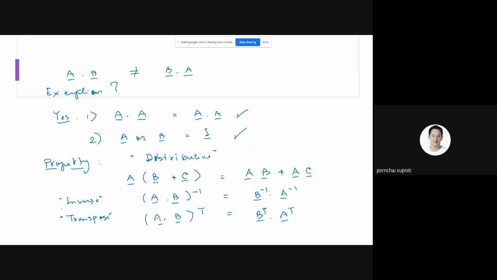For the inverse, we also have another property: whenever A multiplied with B is equal to I, the identity matrix, which is also equal to B multiplied with A, then in this case we say that A is an inverse of B, or vice versa.